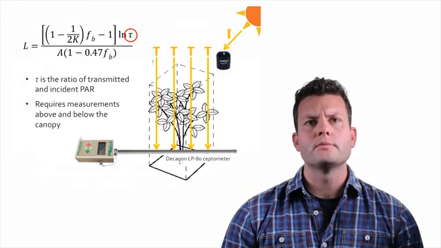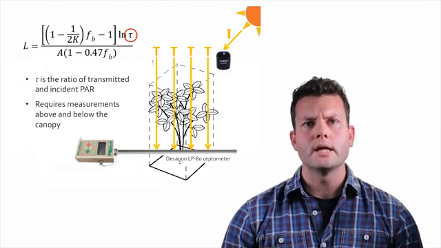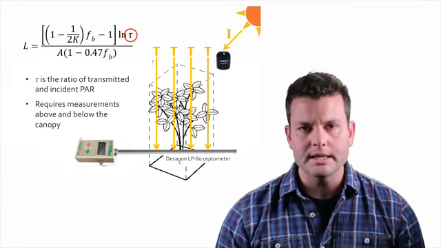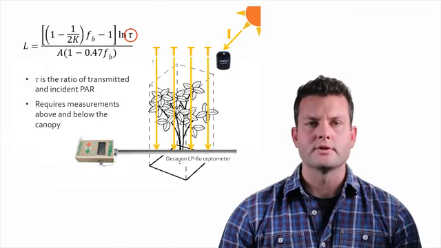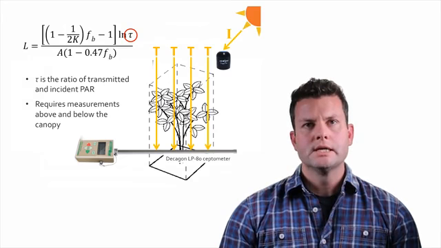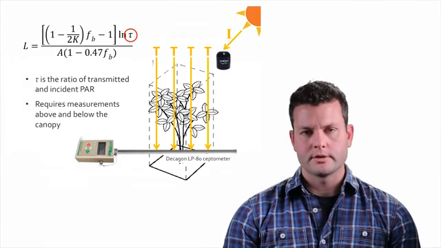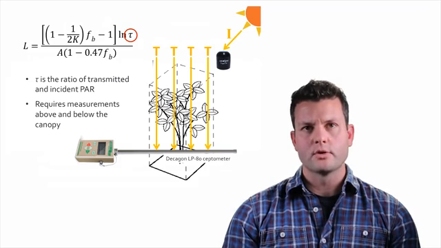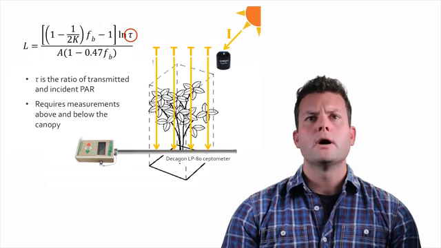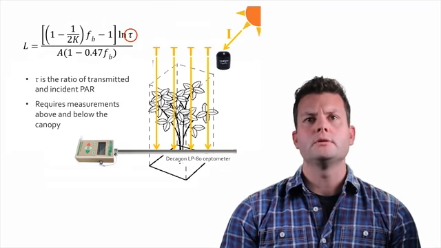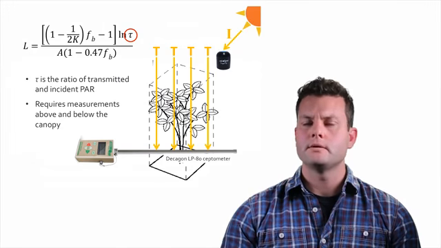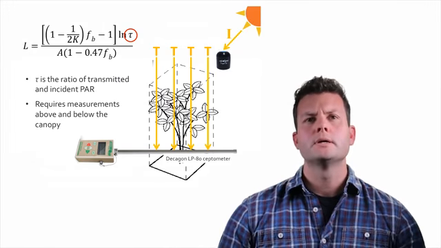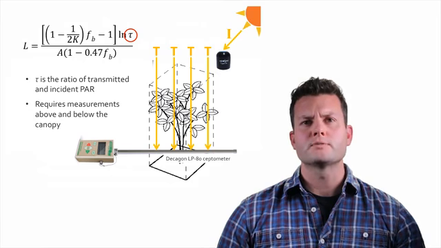Okay, the next term that we're going to discuss is tau. Tau is the ratio of transmitted to incident photosynthetically active radiation. This tau value is probably the most important component of the LAI model. The LAI model is most sensitive to tau, and this is the component that basically forms the core of the measurement when using this model.